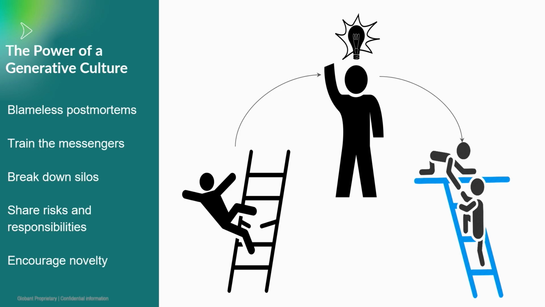Yes. In generative culture, there are blameless post-mortems, so the errors are not crushed. The messengers can bring bad news. It's okay to fail, and failures are learning opportunities instead of bad things. And in those kinds of cultures, we need to break down the silos and share the risks and responsibilities. The company is now creating trainings based on the Westrum culture for the teams.